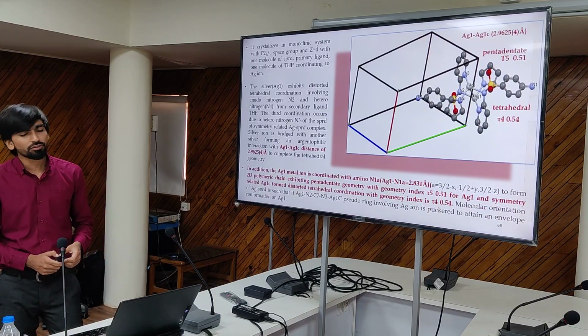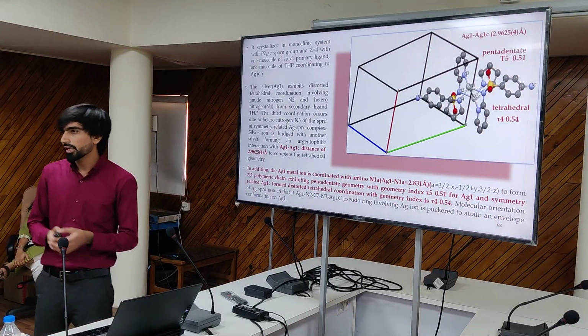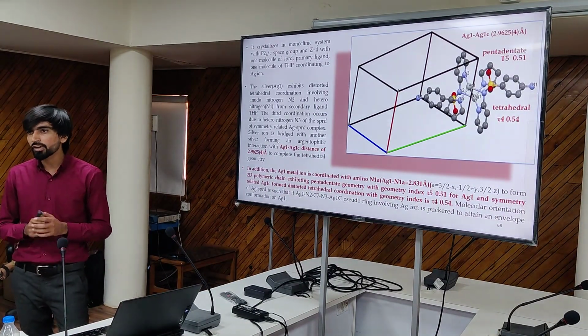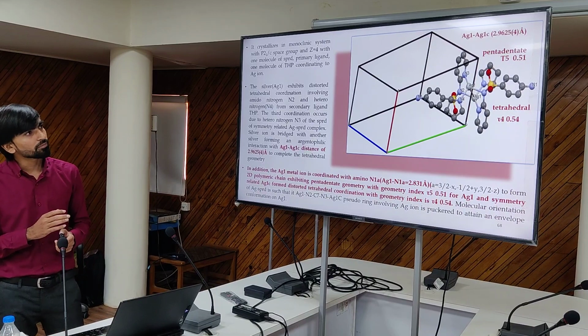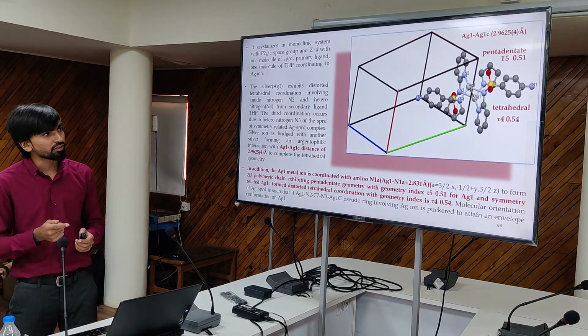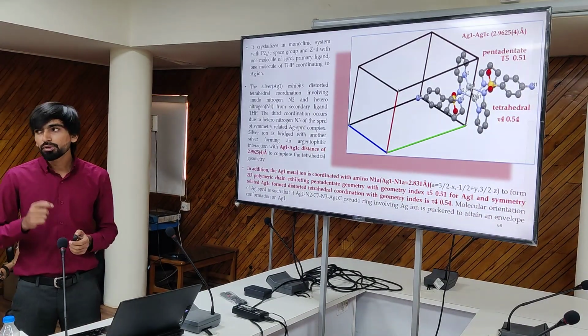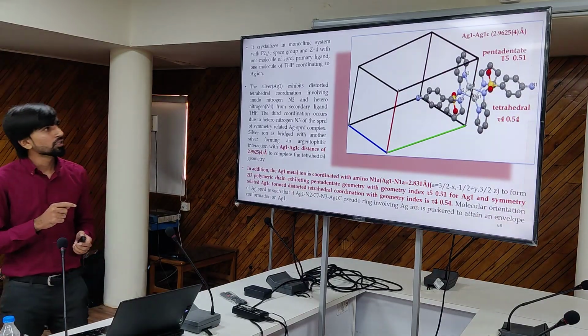One silver is coordinated with the NSO2 group as well as the NS group, and one silver is only coordinated with the NS group. So that's why one silver atom forms the pentadentate geometry, and the second one forms the tetradentate geometry, with the argentophilic interaction around 2.96.